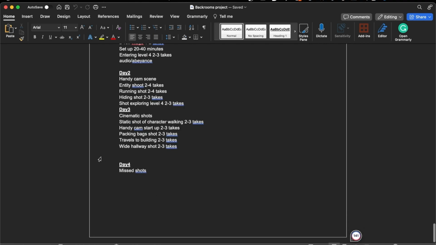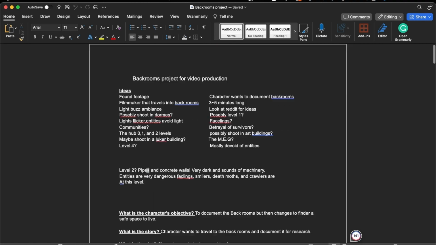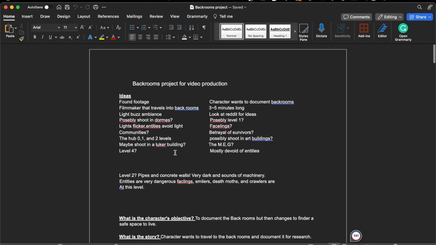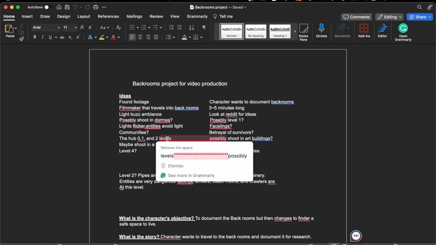Day 4, any missed shots, basically. And that was a very basic overview of what we had. And then, of course, we had the ideas. This was my idea board.